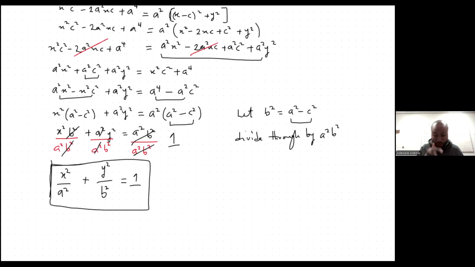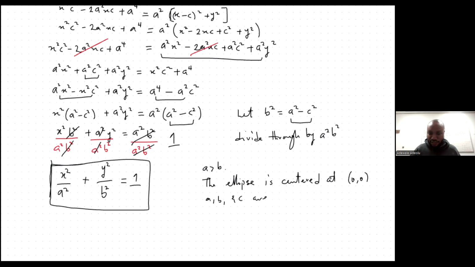Okay. So this is all about this. And here we are making the assumption that A is greater than B. The ellipse, as you saw from our starting point, is centered at 0, 0. Then we say A, B, and C are related by this expression or equation.